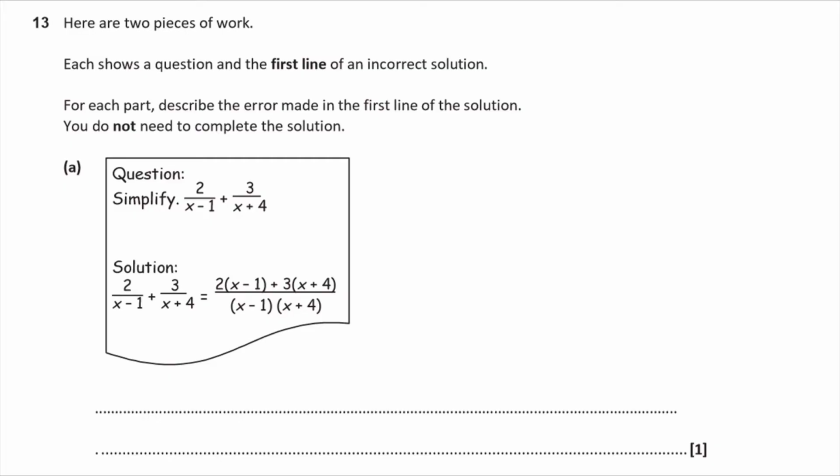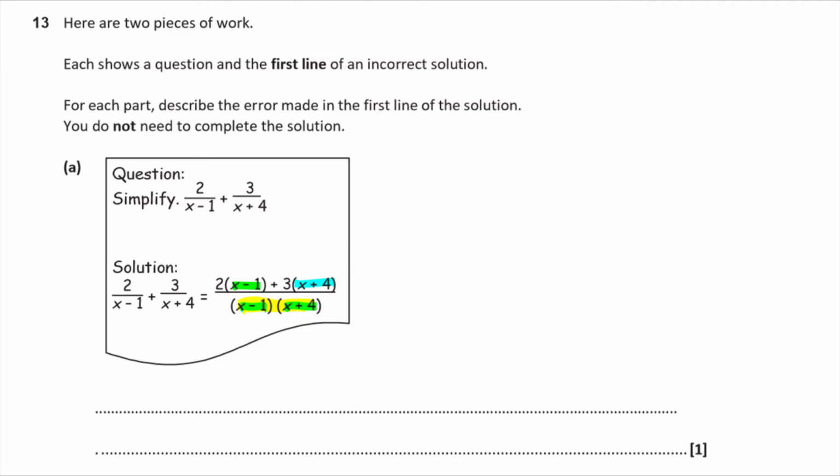Okay, so we've got some algebraic fractions here that we're adding together. So when you add fractions, you need to have a common denominator, don't you? So we're making a common denominator, and x minus 1, x plus 4 is the common denominator of those two, so that bit down there is fine. And then what you would do is, well, yeah, I can see what the error is there. So basically, this one here should be here, and this one here should be there.